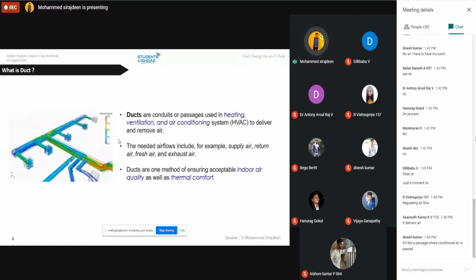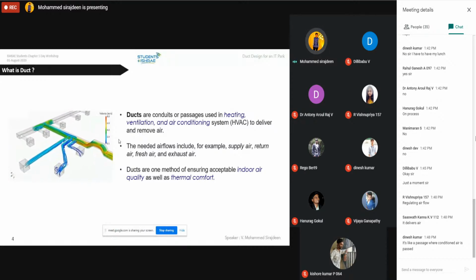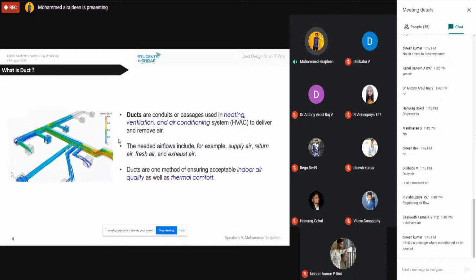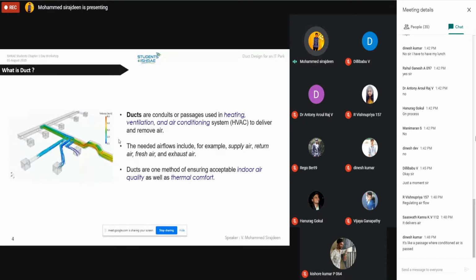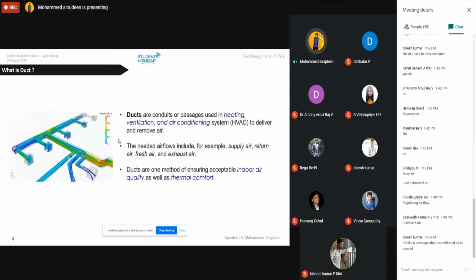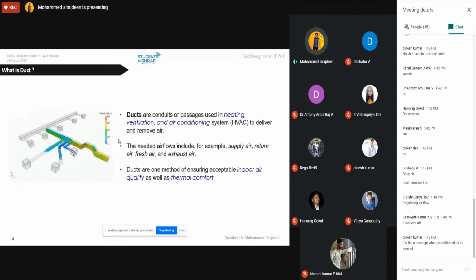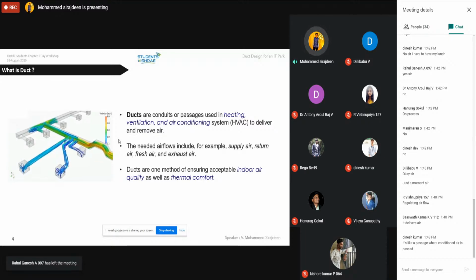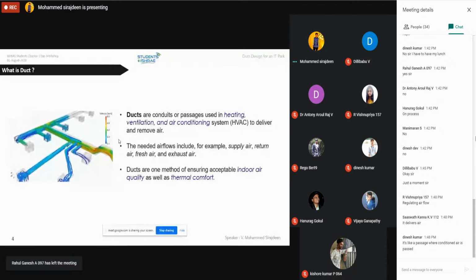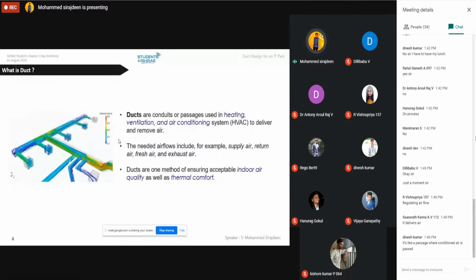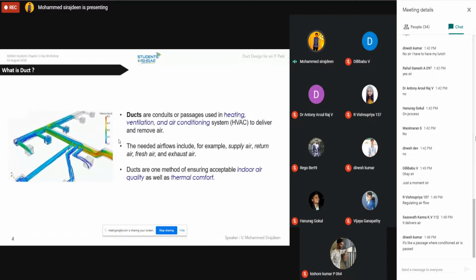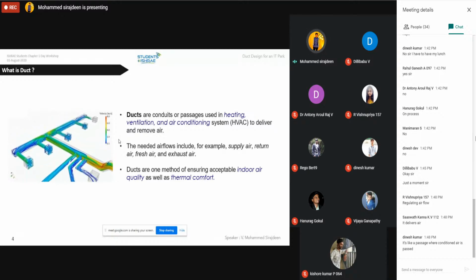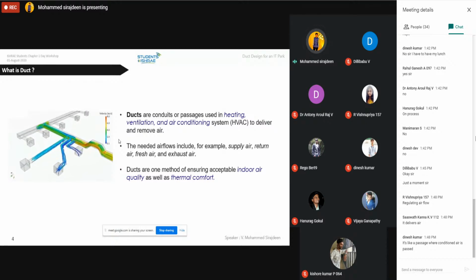Ducts are one method of ensuring acceptable indoor air quality as well as thermal comfort. Ducts play an important role in indoor air quality and thermal comfort. What will happen otherwise? Proper air will not be delivered to a room, and the indoor air quality will not be maintained. So ducts are very important and play a very important role in an HVAC system.